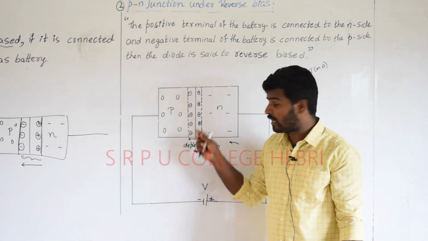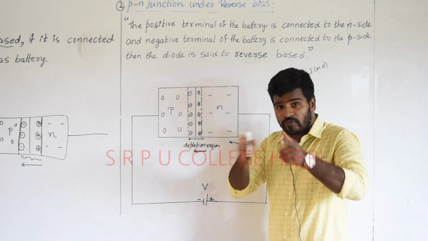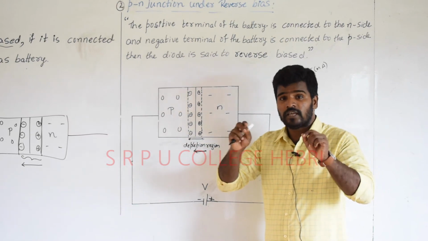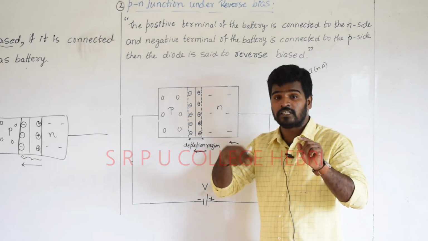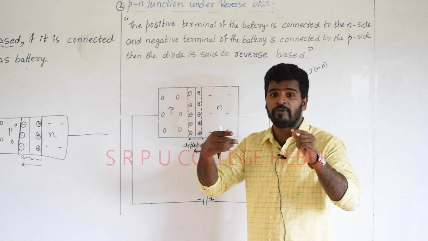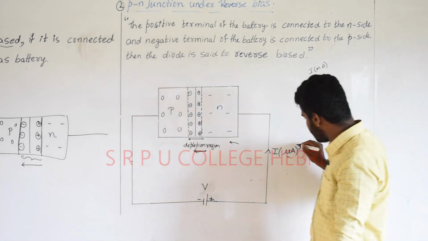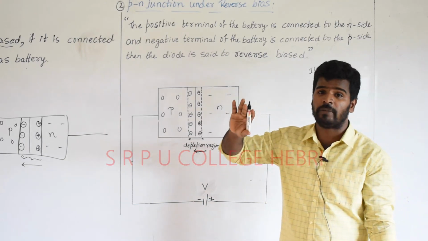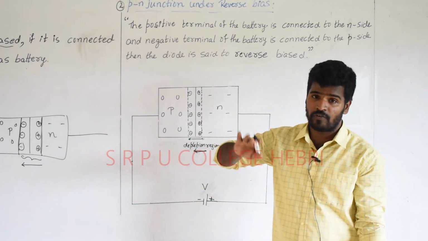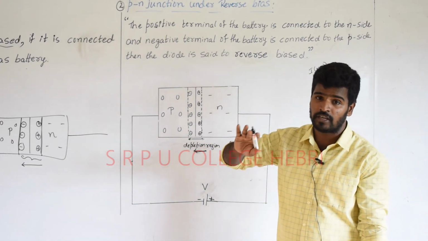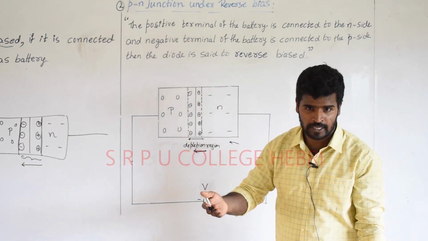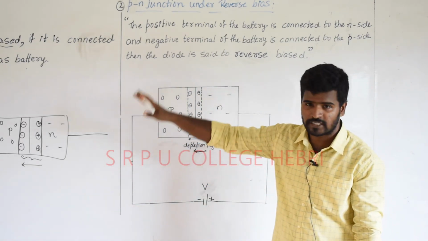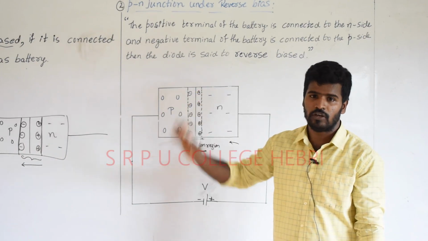That is the reason why the resistance across the junction increases as the width increases. That is the reason why the current in the PN junction will be very small. That is the reason why that current is measured in terms of microampere. This is the difference between the PN junction diode under forward bias and under reverse bias. Hope you are clear. The basic concept we have discussed today is an important one also. Yes, thank you.